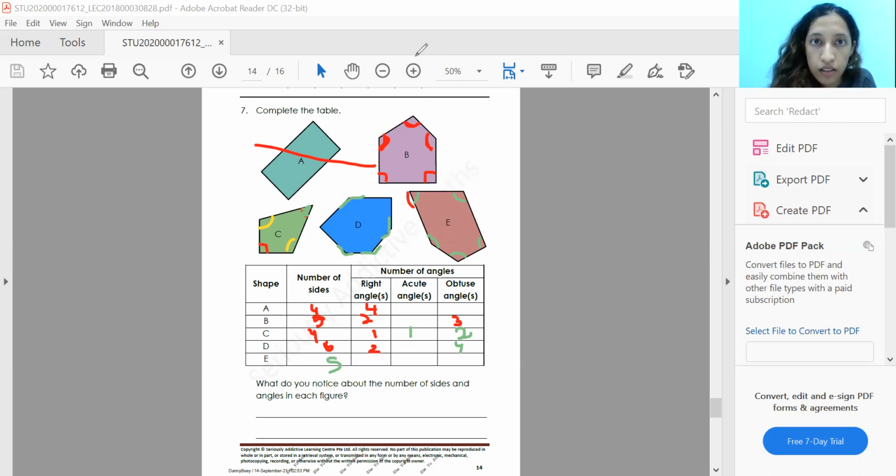Okay, let's look at this one over here. This one and this one. This is an acute angle because it's smaller than 90 degrees. If you were to draw a 90 degrees mark, it's smaller. So there's one acute angle, this one, A for acute.